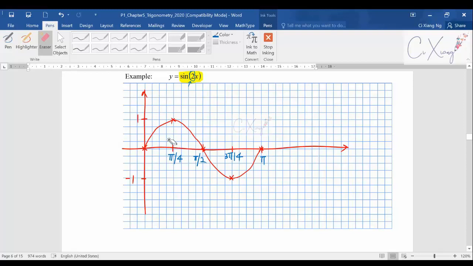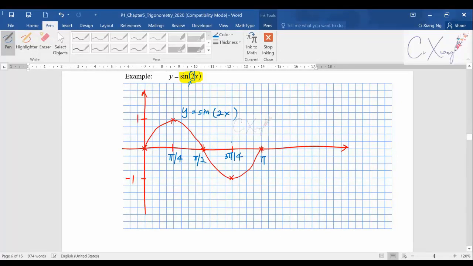Okay, so this is how we sketch this compression of the graph when you have a number inside the basic function. So this now becomes sine 2x.